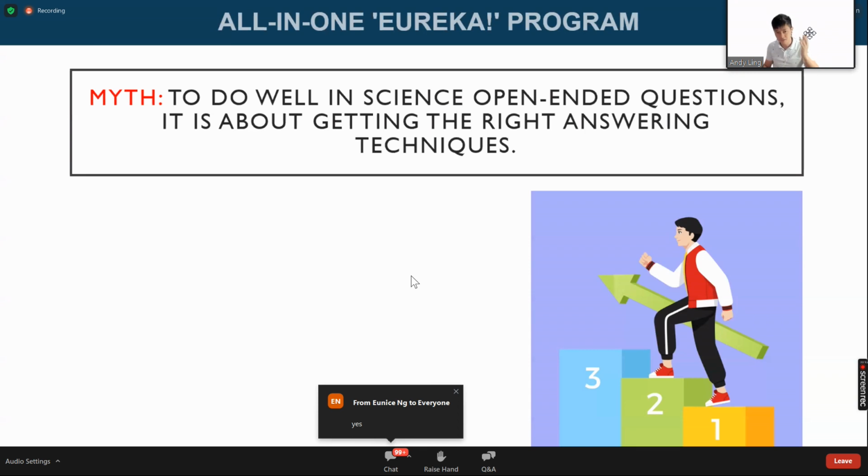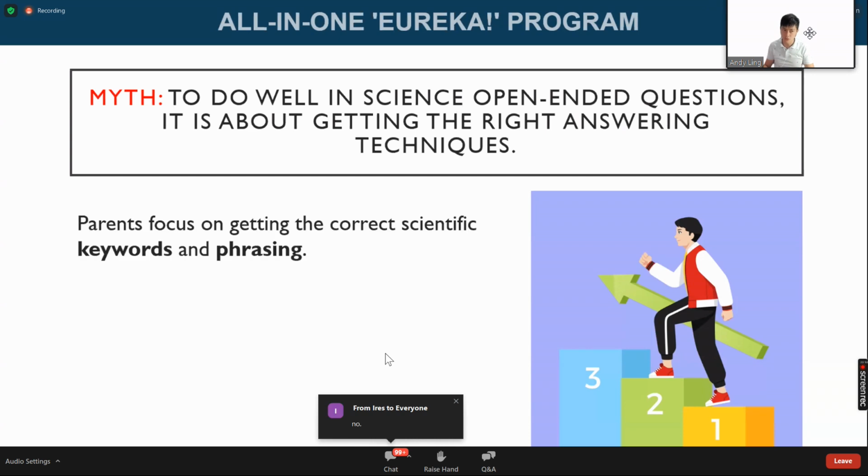However, is this enough to get full marks for science open-ended questions? The answer is no. Let me tell you why. To get full marks for each science open-ended question, there are three steps. Answering technique will help you resolve the first two steps, whereby you have the correct keywords and the correct phrasing.